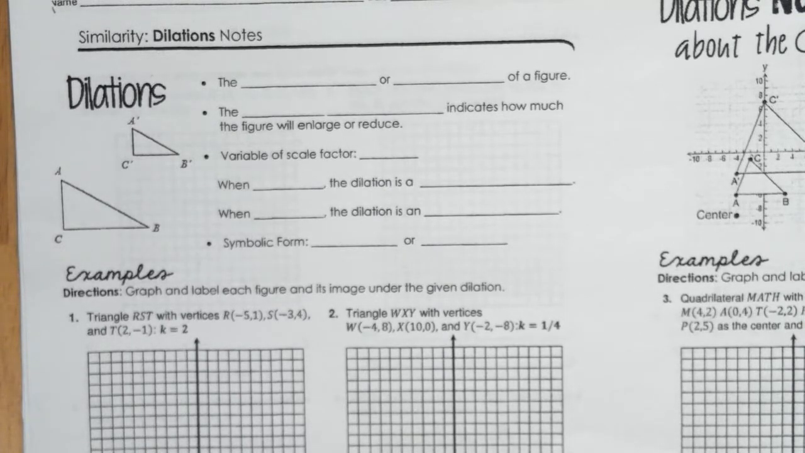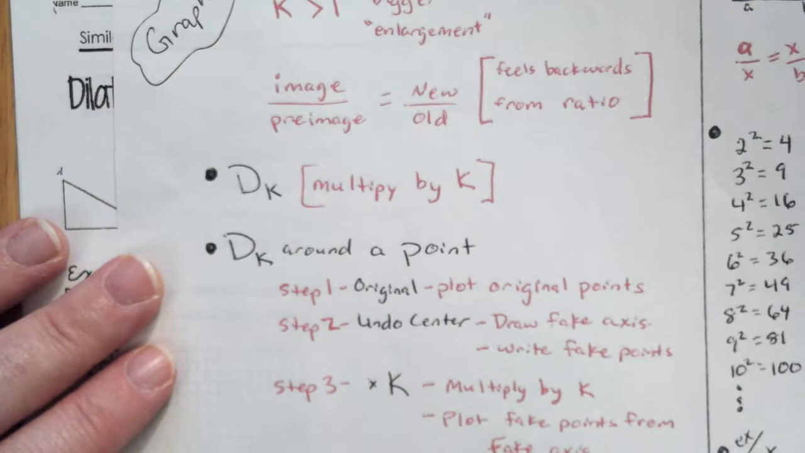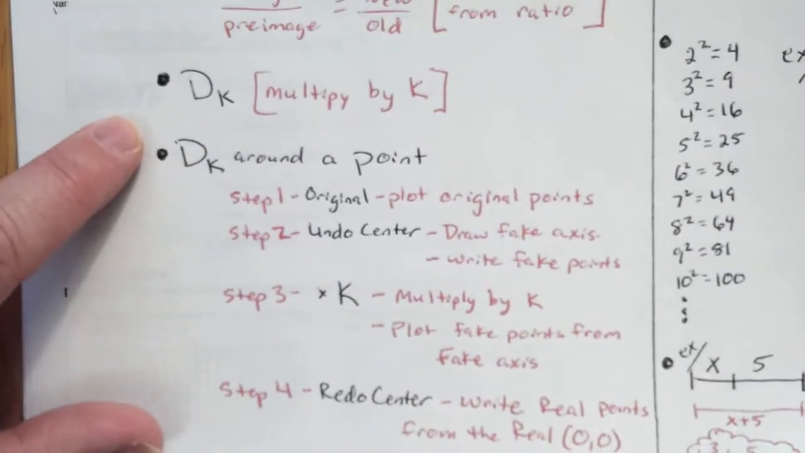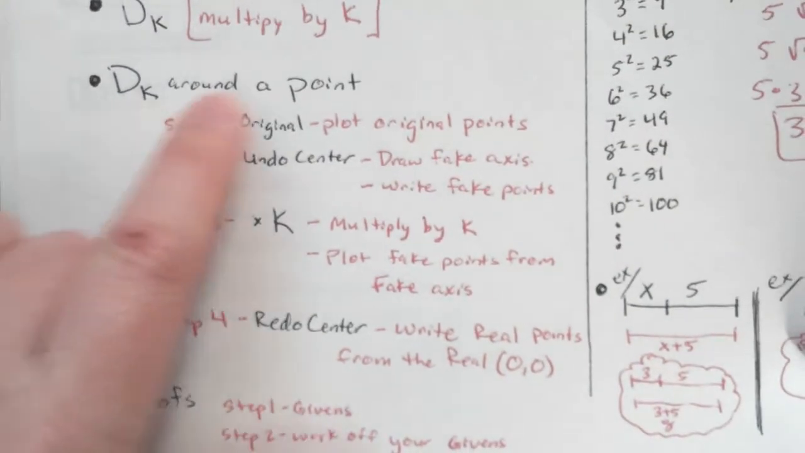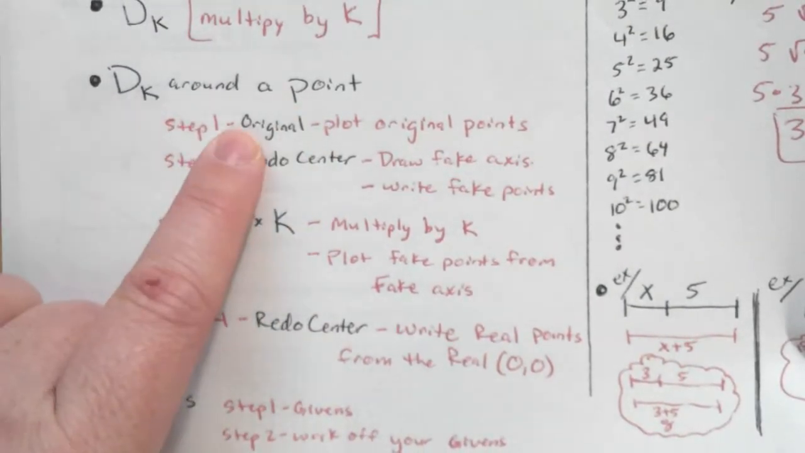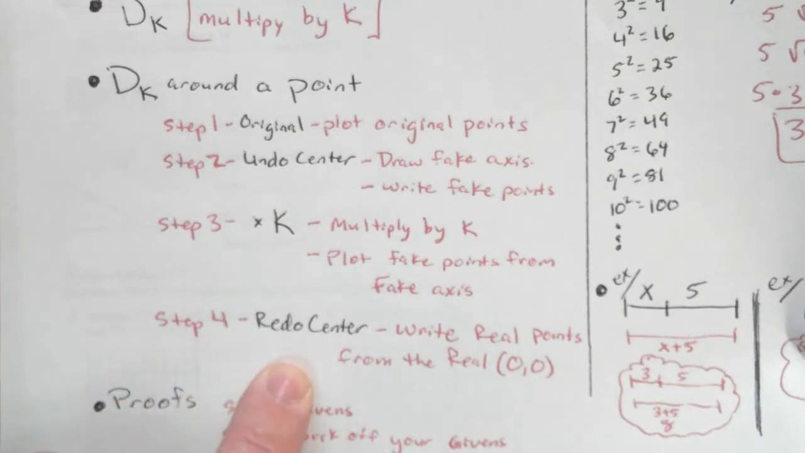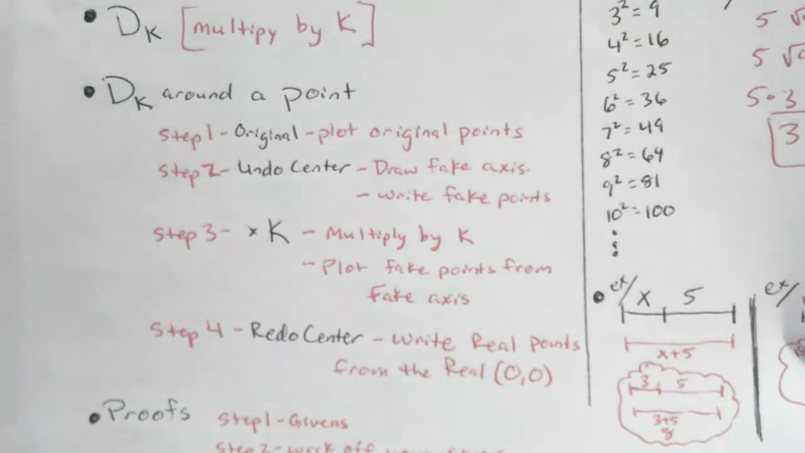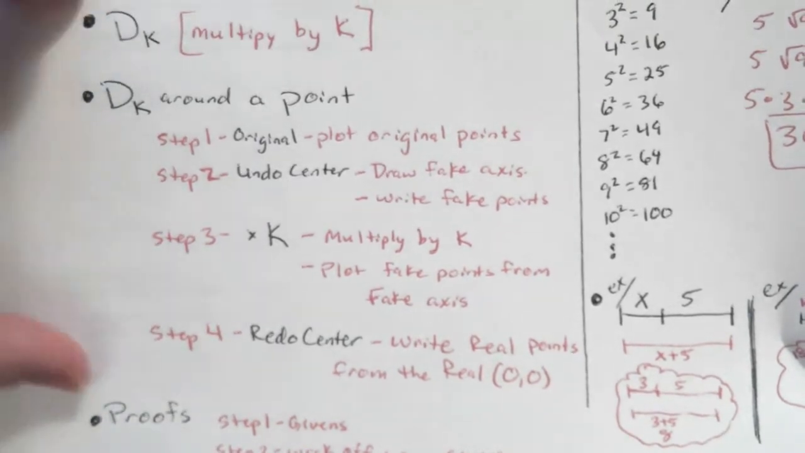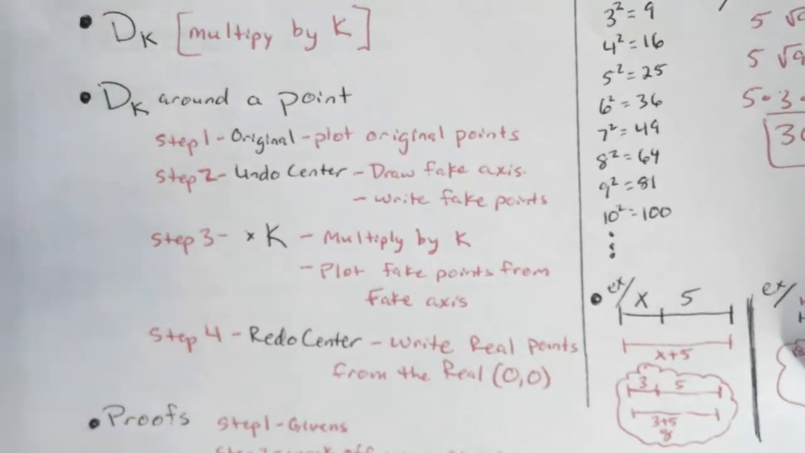On this one, make sure that you guys have page 1 out. Page 1 is definitely going to help you out with this. So when you guys look at page 1, right here, we're doing dilation. So you just multiply by K. And if you're dilating around a point, here are the steps. You do the original, you undo the center, you multiply, you redo the center. Now, what does that mean? That means nothing to you right now, but just have this in front of you and that will help you. This will make sense very soon.